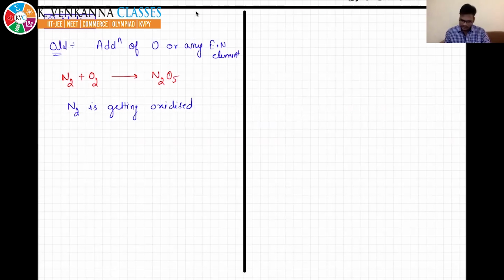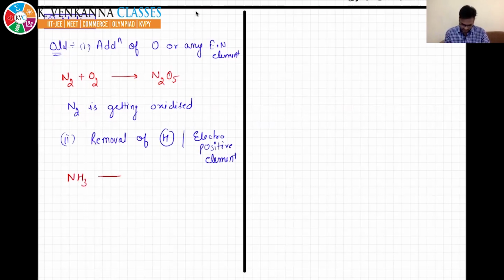Right? This was the old concept: removal of hydrogen, or any electropositive element, is understood as oxidation. For example, NH3 getting converted into nitrogen and hydrogen. I am not balancing it yet. In this case, the oxidation number of nitrogen was -3, and here it becomes 0. So again, nitrogen is getting oxidized.